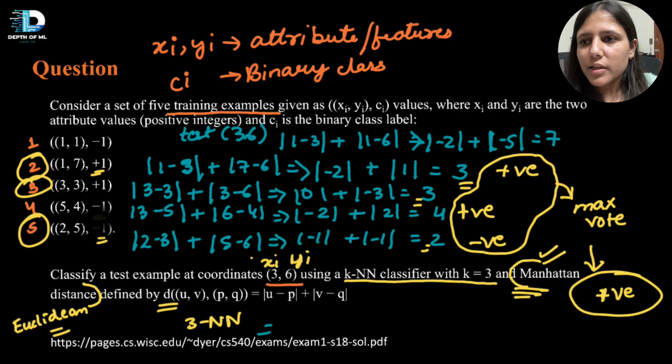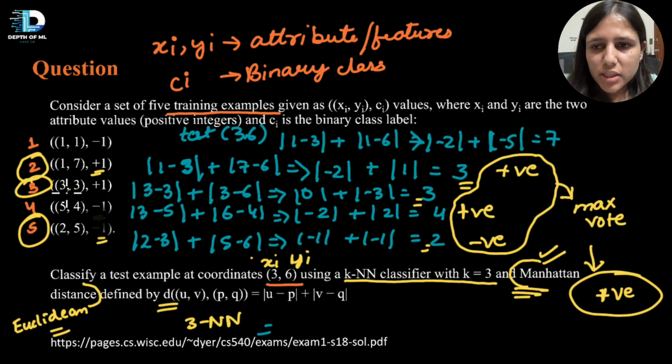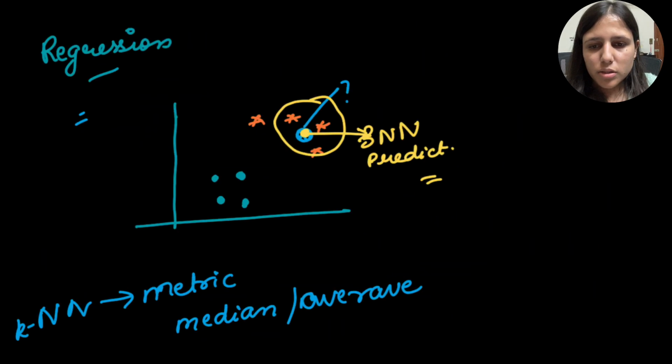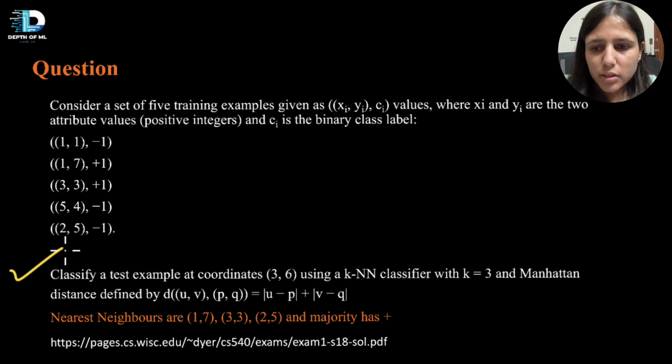Yeah, sorry about that. So these are the 3 samples which are closest. The second sample is positive, the third sample is positive, and the fifth sample is negative. If you take the max vote, this is positive, right? So the solution is positive. The nearest neighbors are 1, 7, 3, 3 and 2, 5, and the majority class is positive. So this is how we solve this question.